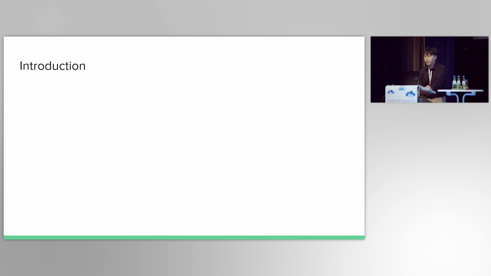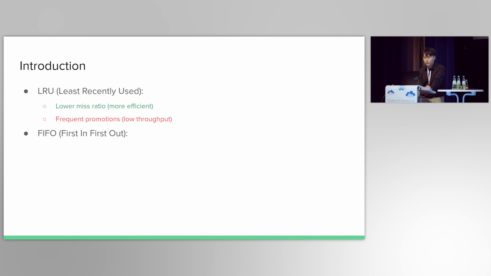So two commonly known eviction algorithms are LRU and FIFO, where LRU stands for least recently used, and FIFO stands for first in, first out. Both of them are often used as fundamental building blocks for other more advanced state-of-the-art algorithms such as SRU, ARC, and etc. LRU is more often used because it has lower miss ratio, which means it's more efficient, but it requires frequent promotions, which means it is slower, and it is inherently sequential because of its design. On the other hand, FIFO is both faster and scalable, but it suffers from a lower efficiency.